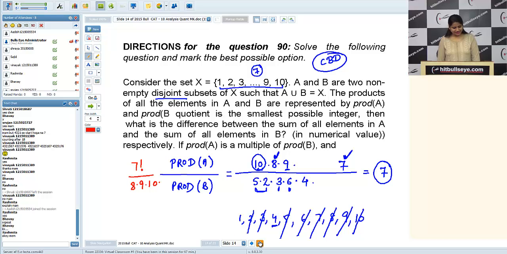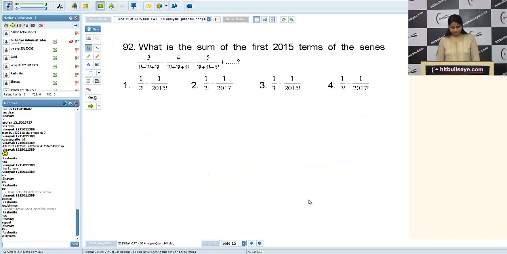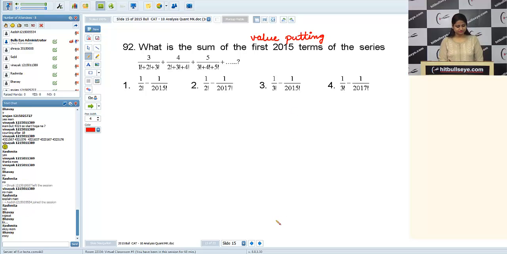So let us move, guys. Okay, what about the 92nd question? Very, very easy. Whenever we have a series question, we normally go by value putting. That is the best technique. Easy, very easy. Yes, any problem in this? We are not going to calculate everything.